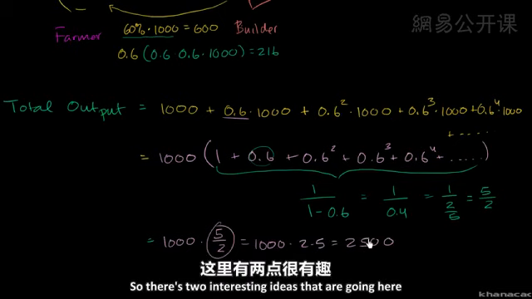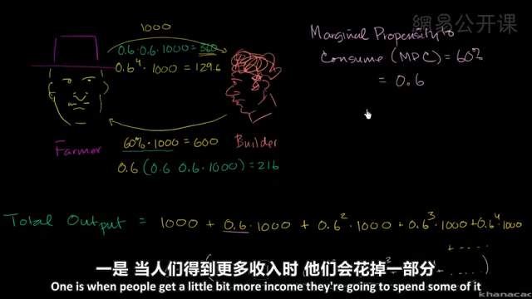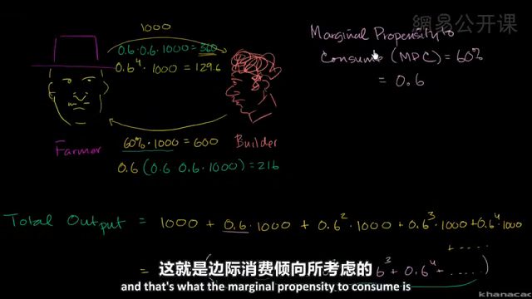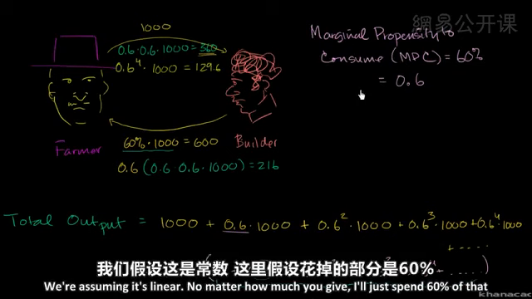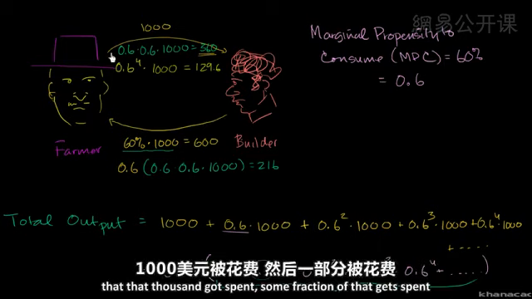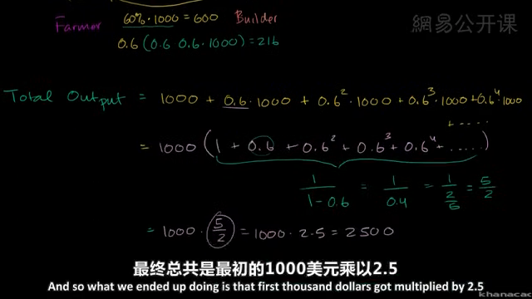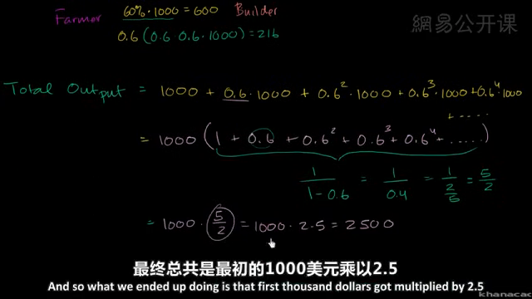So there's two interesting ideas going on here. One is when people get a little bit more income, they're going to spend some of it, and that's where the marginal propensity to consume comes in. We're assuming it's linear, that no matter how much you give them, they're just going to spend 60% of that. And given that, it keeps getting multiplied and going through the economy, so you essentially have this multiplier effect. That 1,000 got spent, some fraction of that gets spent, then some fraction of that gets spent. And so what we ended up doing is that first $1,000 got multiplied by 2.5.